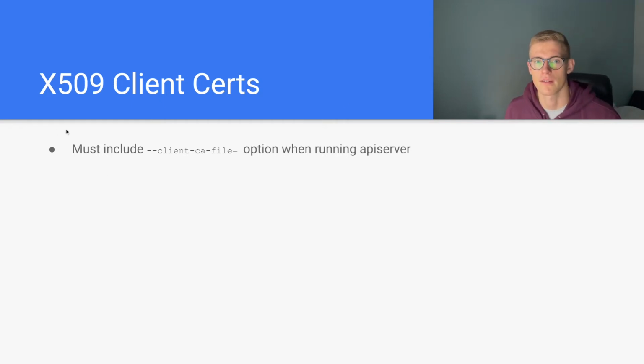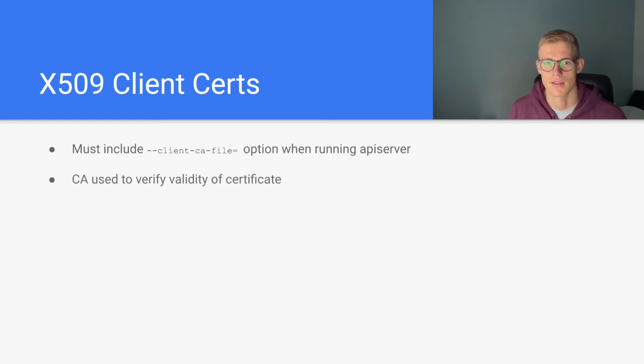And in the case of setting this up, we have to specify the --client-ca-file option when running the API server. So this here is where we specify the certificate authority that the API server should use to verify that the certificate we as a client have sent is indeed valid. As I said, the CA is used to verify the validity of a certificate, and I do actually have a little diagram here that we'll be able to use just to demonstrate how this is done on a very high level.